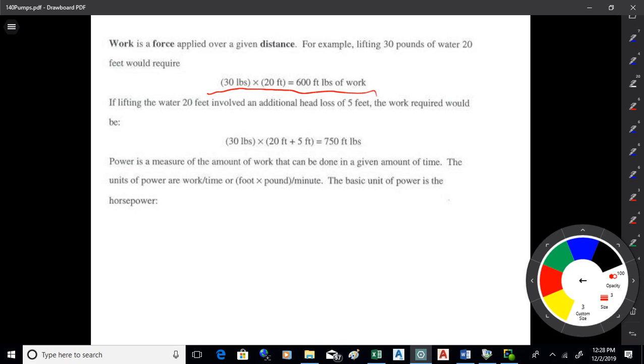Now, if you have 5 feet of head loss from pushing that water through a piping system, you add that to the lift. The pump doesn't know the difference between lifting water 20 feet and overcoming so many feet of head loss. It's resistance is what it is. So you add 5 feet to the 20 feet of lift, get 25, multiply that by 30 and get 750 foot-pounds. So work is force, the weight of the water, times the distance, the lift and the head loss.